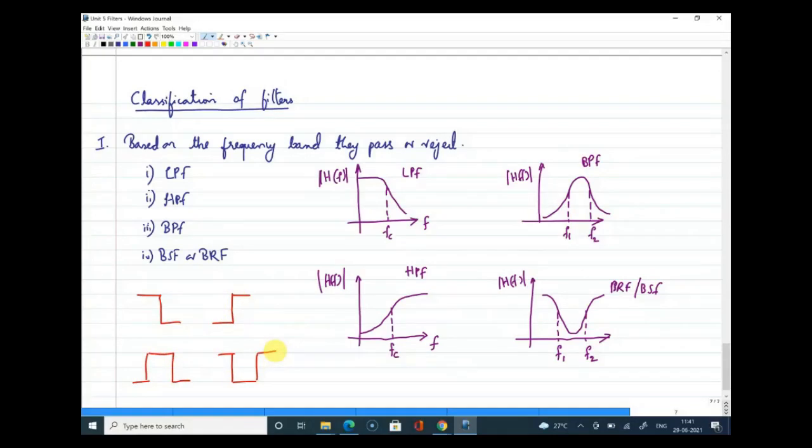This is a brick wall response. But in practical cases, when we try to realize this using various components, we will not be able to get a very sharp cutoff frequency or a very sharp transition band. Instead, what you will get is what you're seeing on the right-hand side of the screen. There will be transitions happening. We will try to keep the transition band as sharp as possible, but there are certain challenges in doing that, especially when you bring those filters onto the IC as on-chip filters.